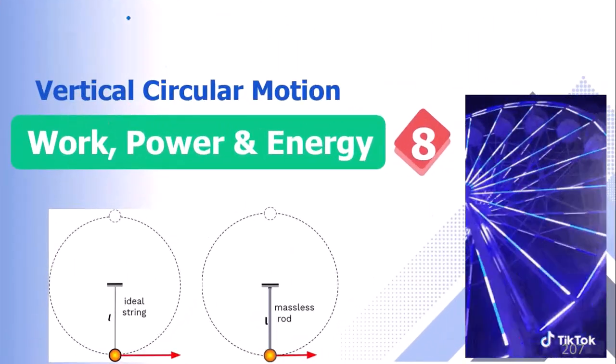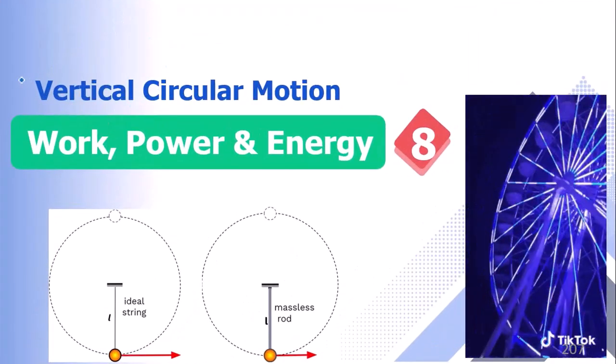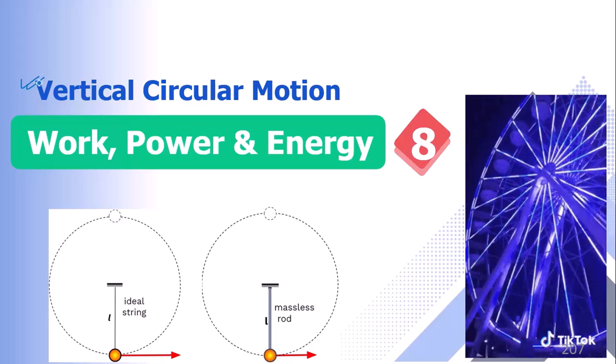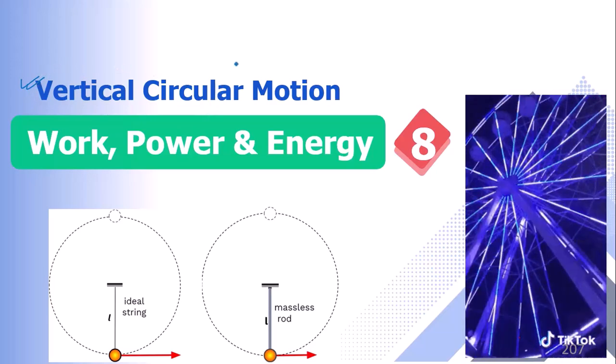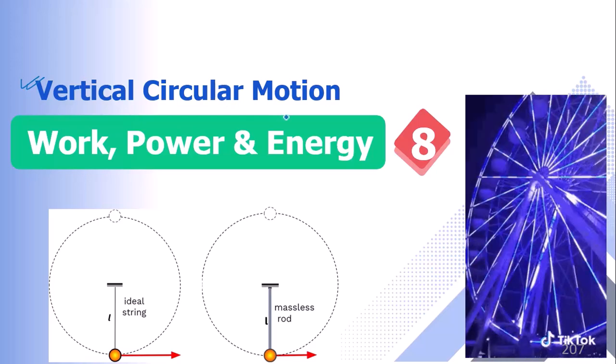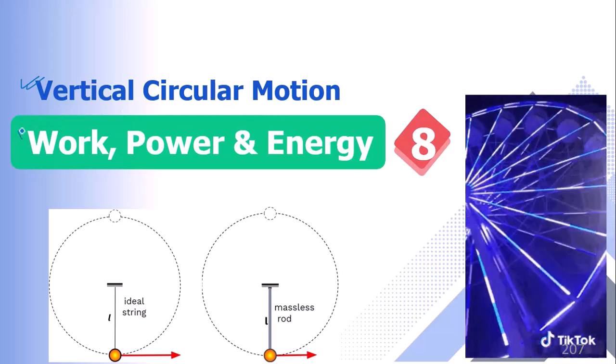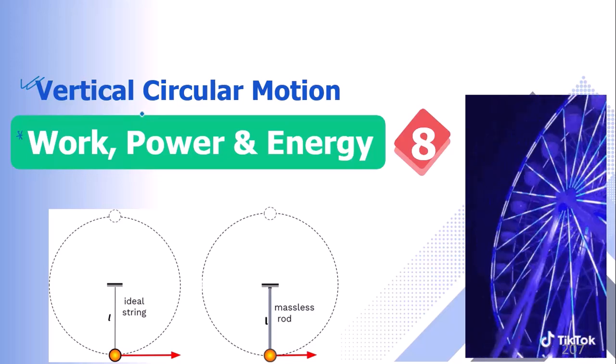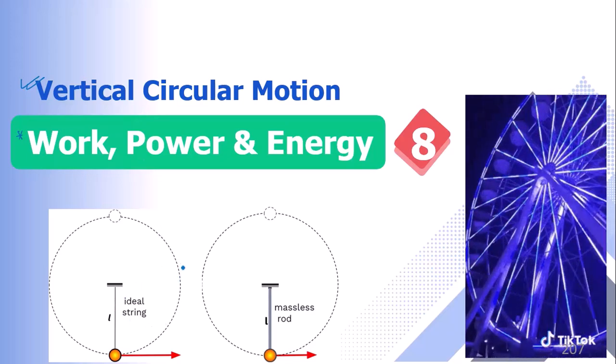So we will start the vertical circular motion. We introduced the vertical circular motion in the last class, so today we will complete the session. Why does this vertical circular motion come under the work, power, energy chapter?